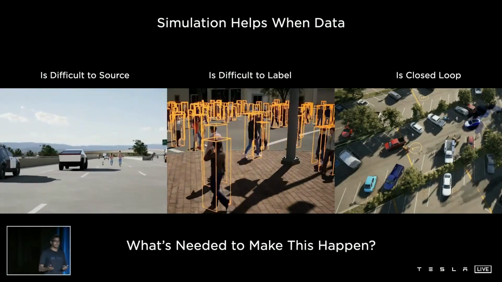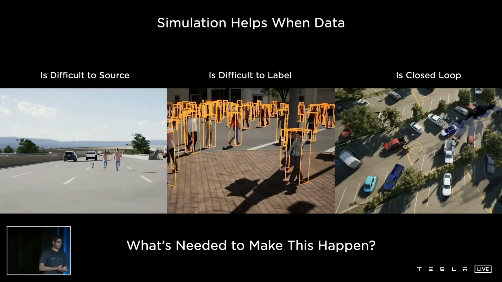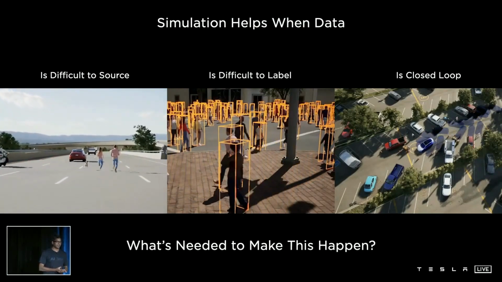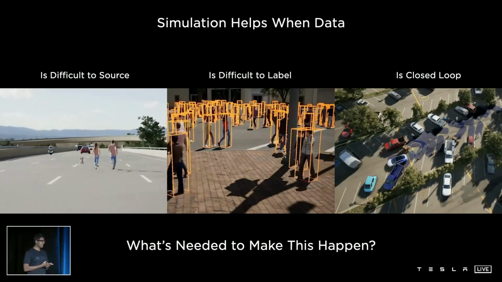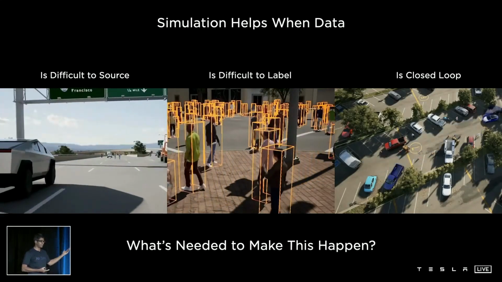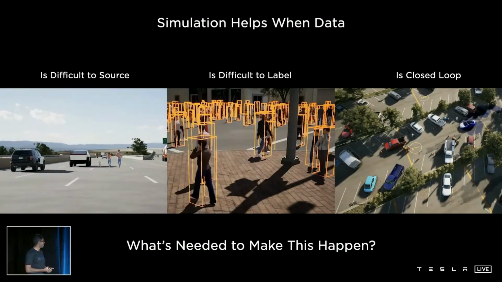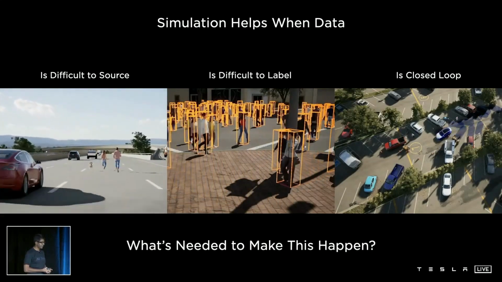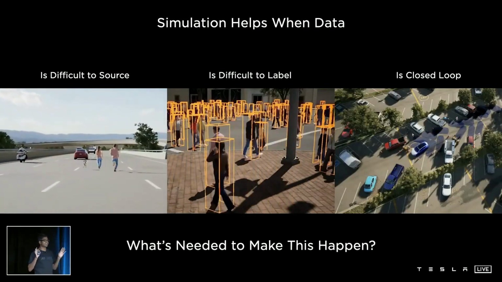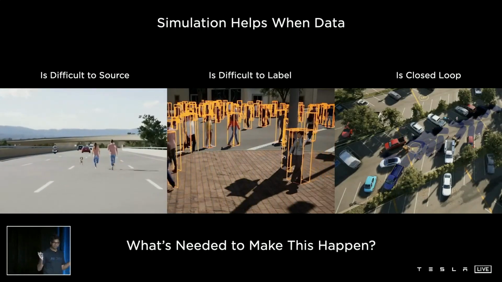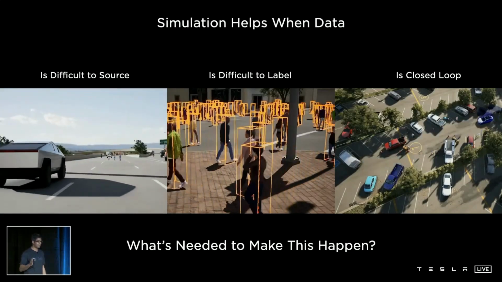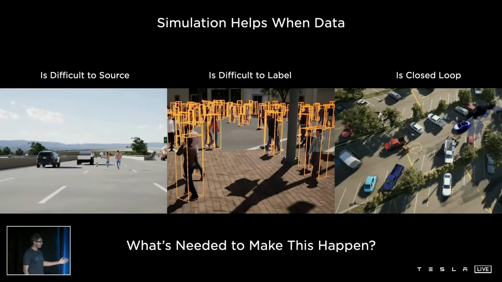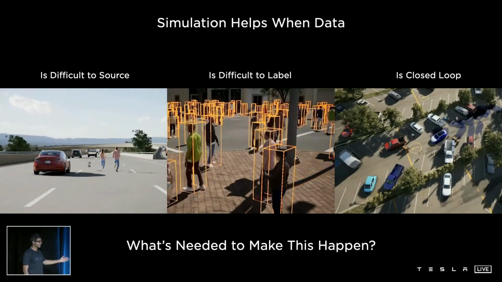So when does simulation help? It helps, number one, when the data is difficult to source. As large as our fleet is, it can still be hard to get some crazy scenes, like this couple and their dog running on the highway while there are other high-speed cars around. This is a pretty rare scene, I'd say, but it can still happen, and Autopilot still needs to handle it when it happens.